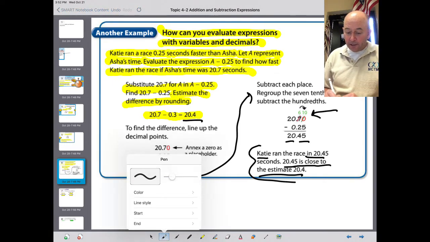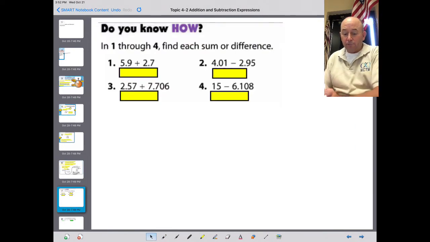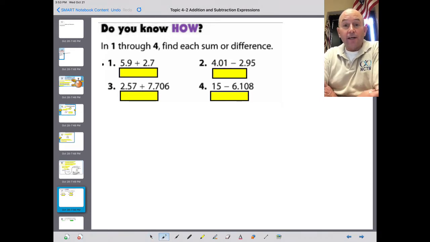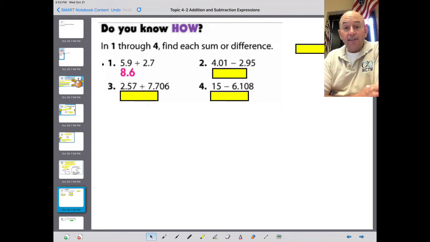So now what I'd like you to do is I'd like you to try some of these problems, all right? I would like you to pause the video, and I would like you to try number 1 right now. So pause the video and then start it when you're ready to see if you got it correct. All right, here we go, kids. The answer to number 1 is 8 6/10.